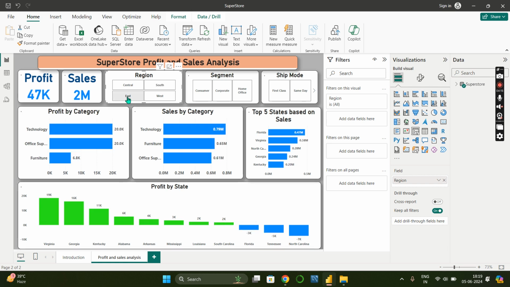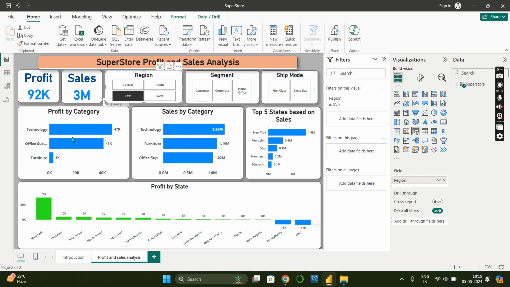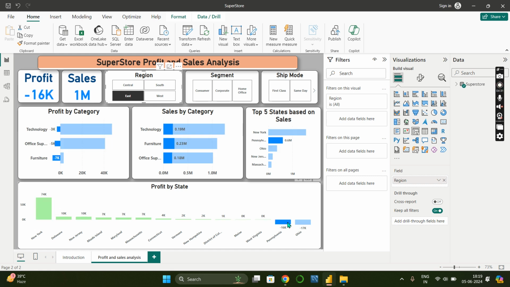Similarly, in the East region, the most profitable are technology and office supplies. Furniture sales are also giving some profit, but two states, Pennsylvania and Ohio, are showing a loss here. The sales show some value, but the overall profit is negative. It means that there is a loss. And if we look at Ohio state, there is a huge loss in the technology sector and some loss in furniture. Office supplies is showing no profit here.